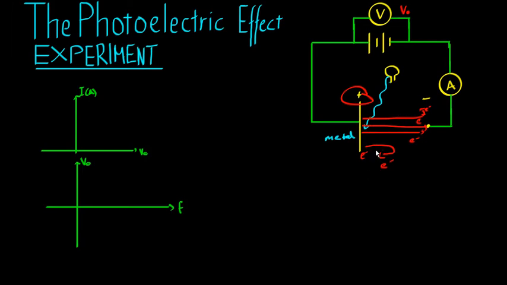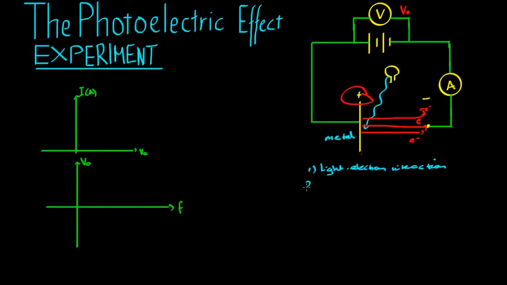So let's go through some of the observations that were made with this experiment. The first one's simple. Light caused electrons to be ejected from a metal surface. So there is a light electron interaction.